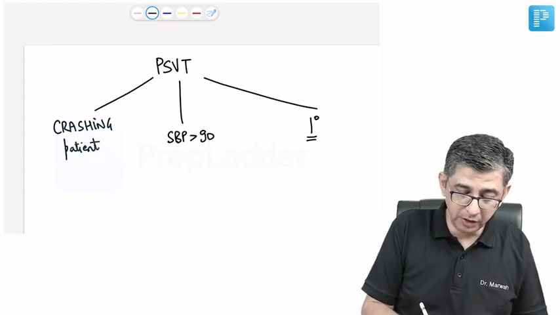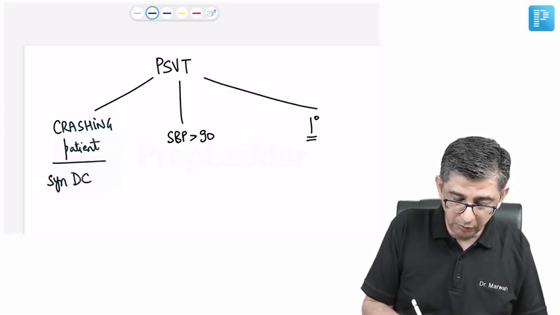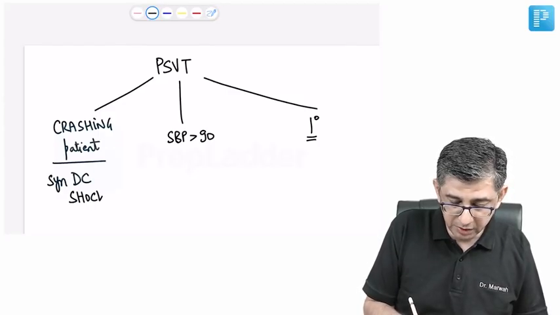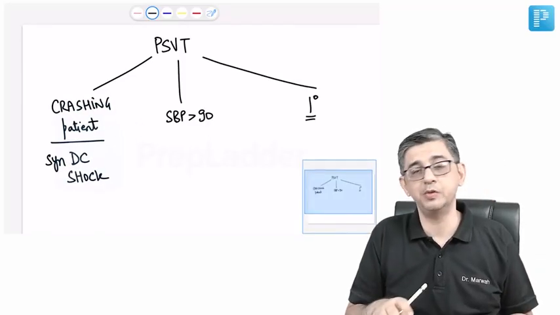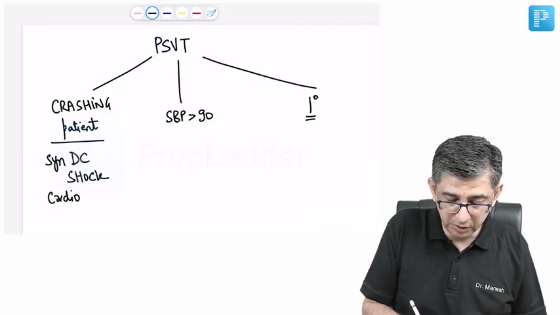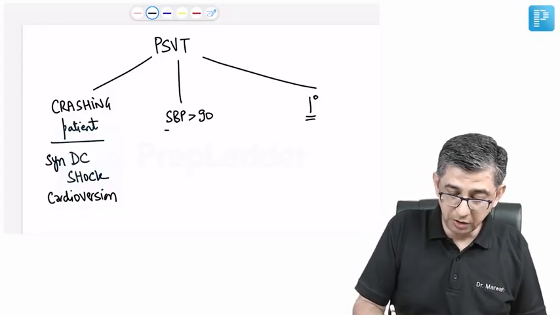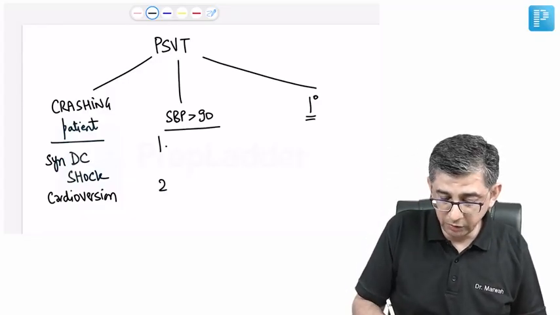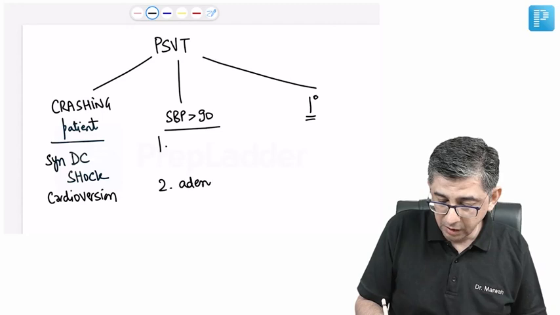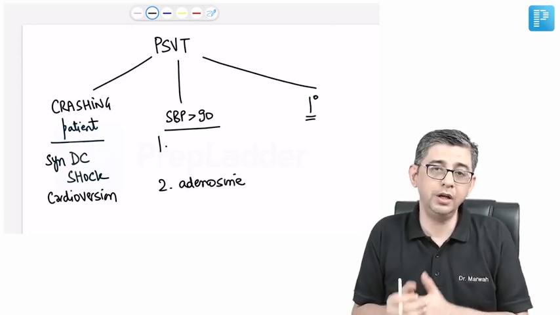Now, if he describes a crashing patient, then it is always a synchronized DC shock. I've already explained to you that with synchronized DC shock, the impulse will be fired with respect to the peak of the R wave. So I am also going to write the word cardioversion. Both of these words are interchangeable, but this is not interchangeable with defibrillation. If the patient is hemodynamically stable, I need to give adenosine, but it will take some time for your staff nurse to procure adenosine and give it to the patient.